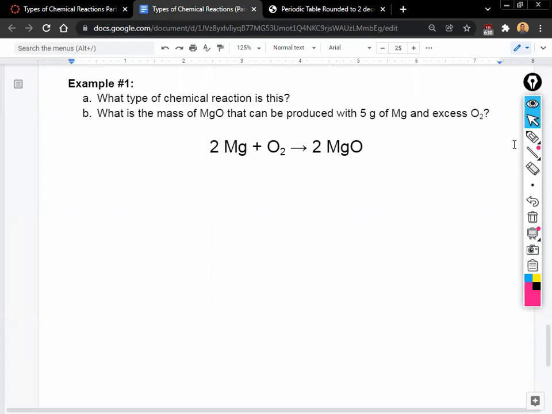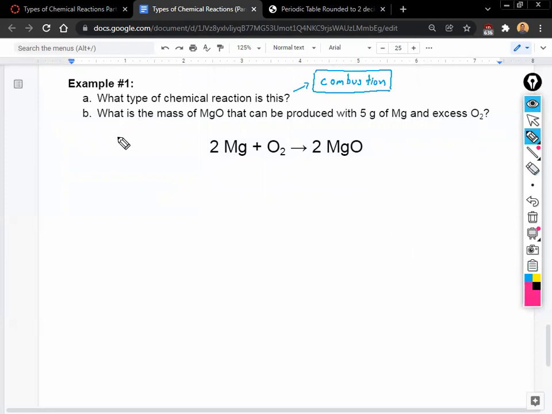Alrighty, guys. So let's go over part A. For this one, if you notice, it's two things becoming one thing. So that kind of looks like a synthesis reaction, right? But remember, we said combustion is a type of synthesis. It's where you have O2 as one of the reactants, and you have something else. So since it has O2 and something else, this is going to be a combustion reaction. If you put synthesis, it's okay. You're on the right track. It's just more specifically a combustion reaction.